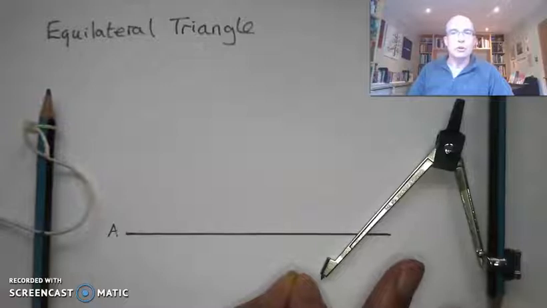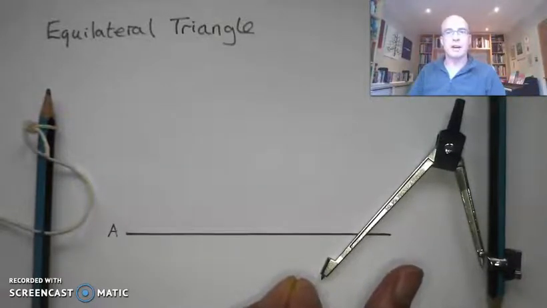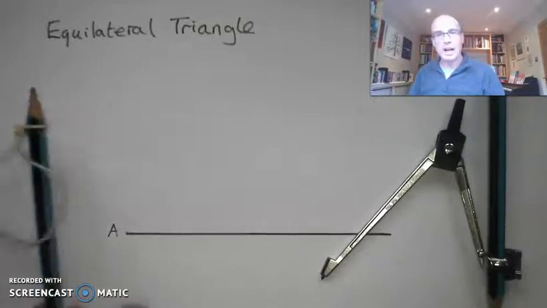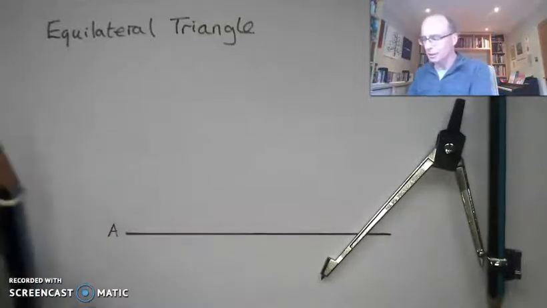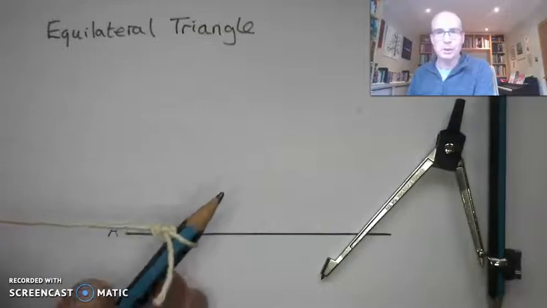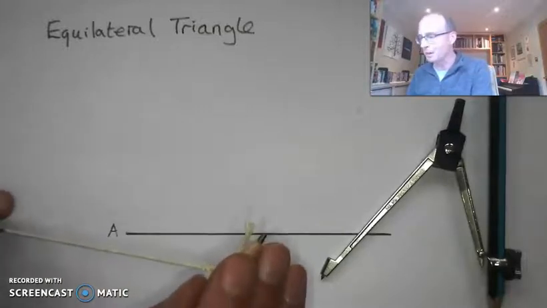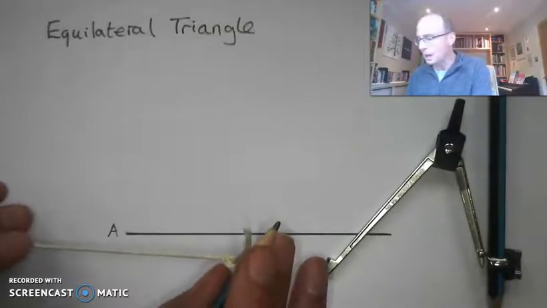Okay, hopefully you've drawn yourself a beautiful equilateral triangle. I'm going to give it a go here. Let's see if I can do as well as you've done. I am going to use my pencil and string. So if you've used a compass, you should be more accurate than I've been. And let's see what happens.